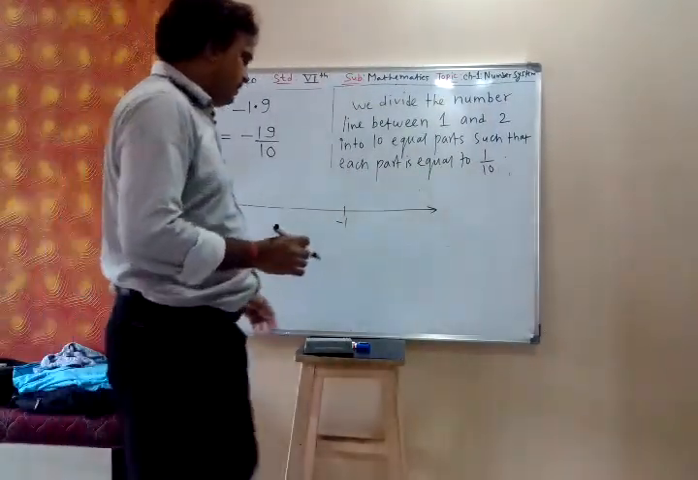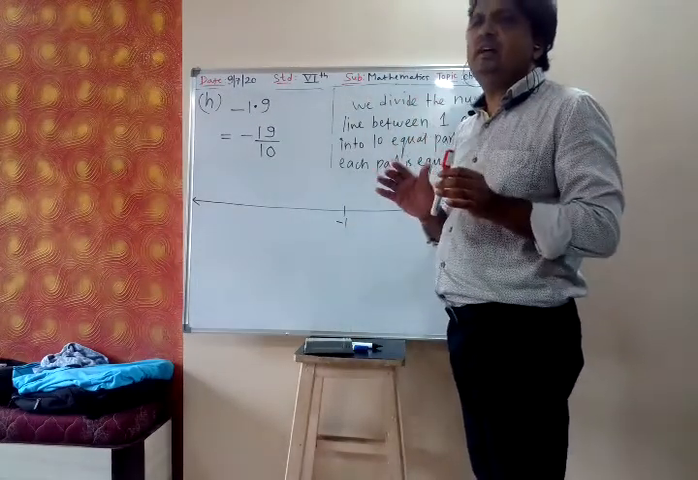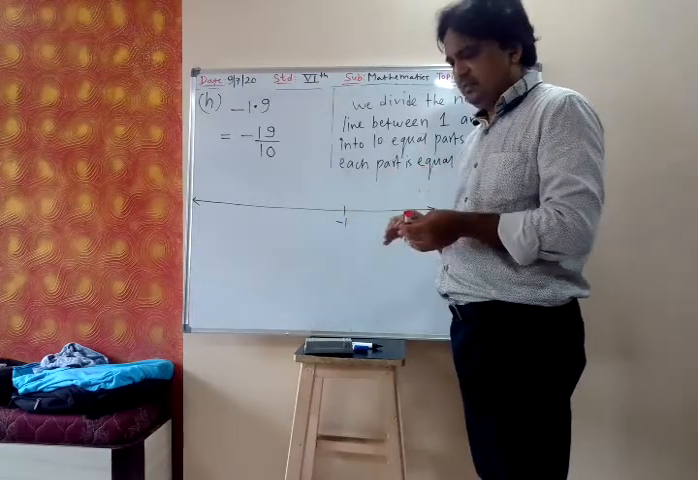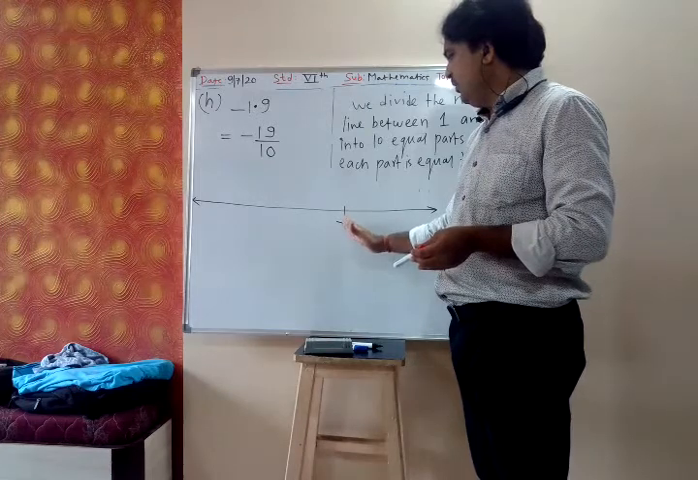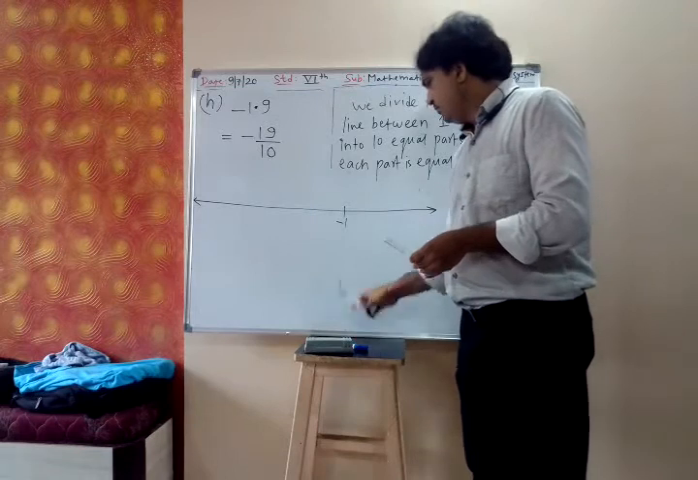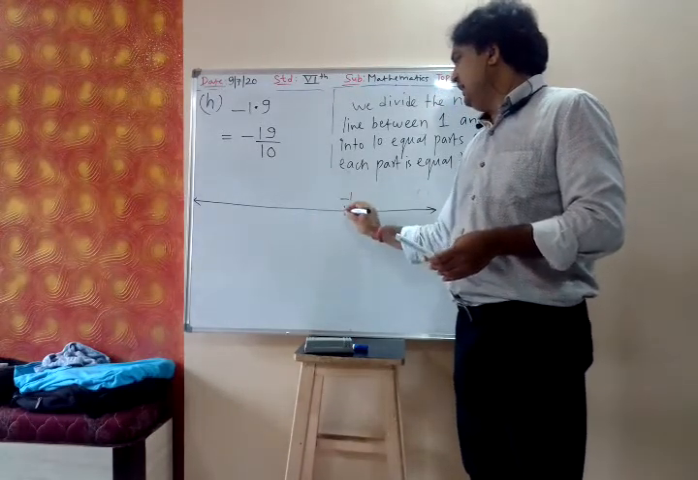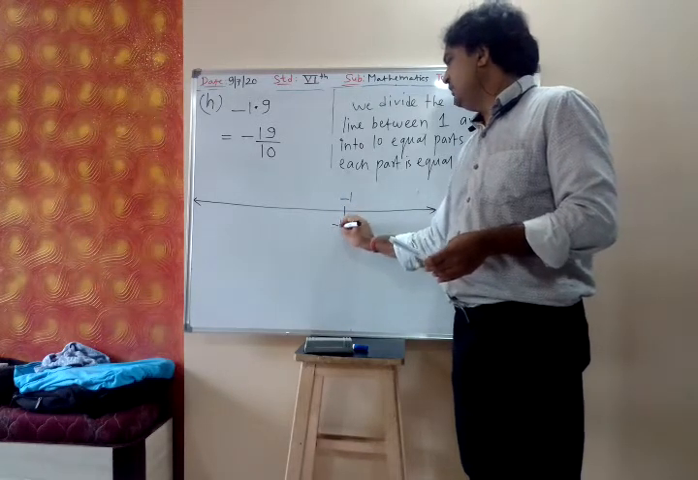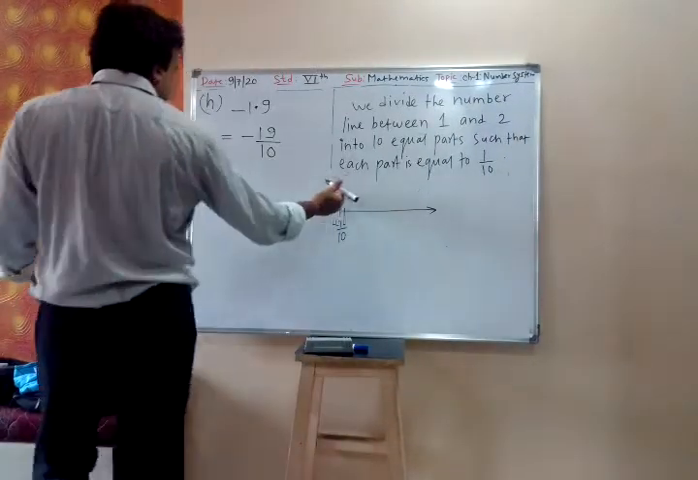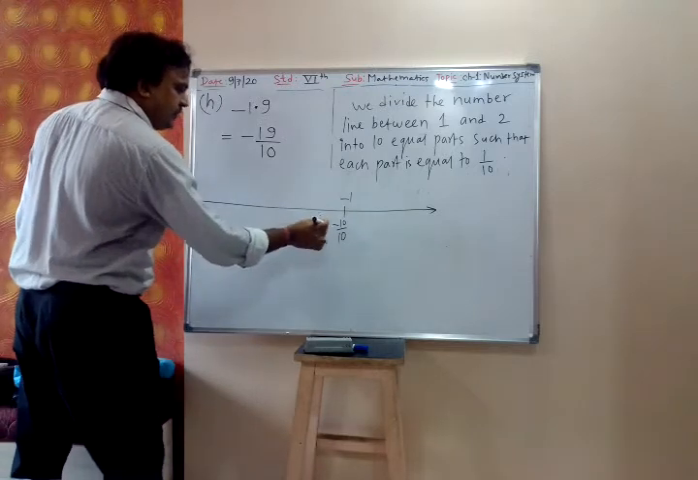See, not 20 centimeter. You have to take 10 centimeter only. You start from minus 1. This minus 1 I can write as minus 10 upon 10. Then I will go up to minus 2. Minus 1 and minus 2. So minus 10 upon 10.